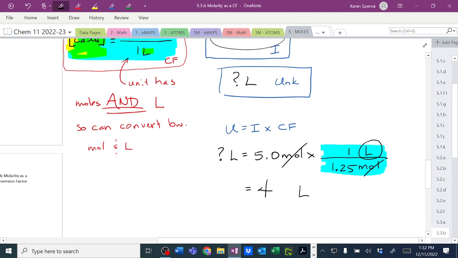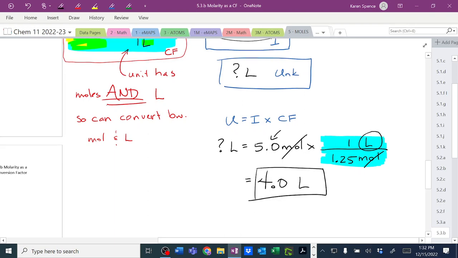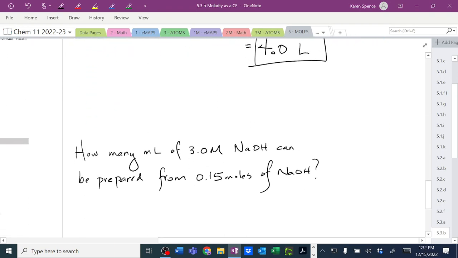How many sig figs should we have in our answer? 2, because we got 2 here. That's our minimum amount, so 4.0 liters. Put a box around it. Okay.